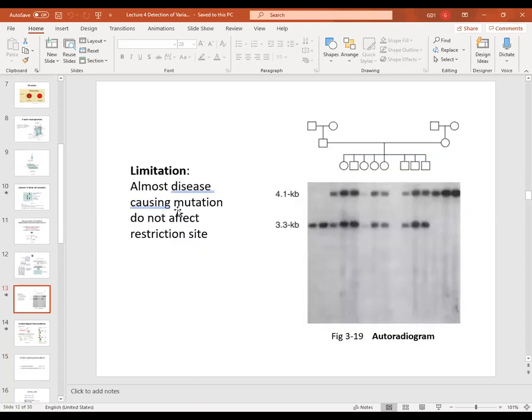Next, it has the same limitation as protein electrophoresis: almost all disease-causing mutations do not affect a restriction enzyme site. Also, the reproducibility of this method is very low. This time you generate this pattern, this picture, but another time you cannot make that picture again. That is a very big problem if some scientists want to confirm it in their own lab.